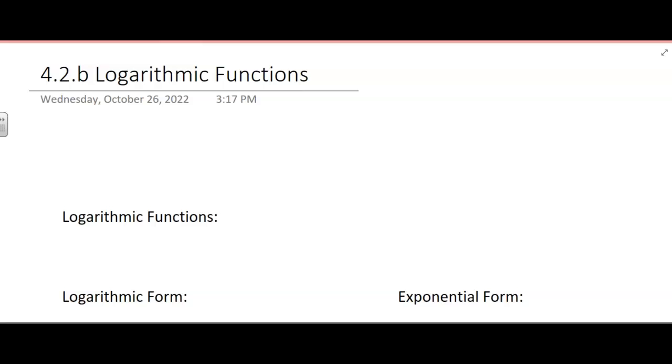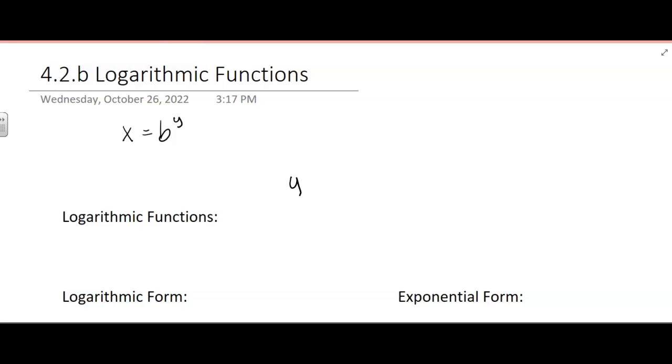Okay, so now we're going to start talking about logarithmic functions. Remember we had something like x equals b to the y, and that was a problem. We said, oh, we want to switch x and y, and now we want to solve for y, and that was a little bit of a situation. Okay, so logarithmic functions, the definition says this.